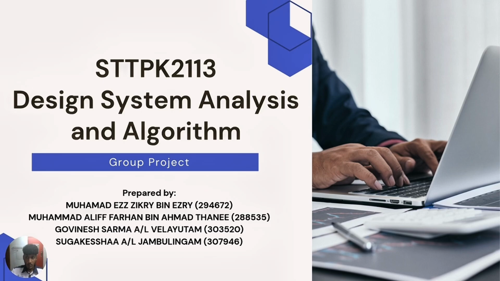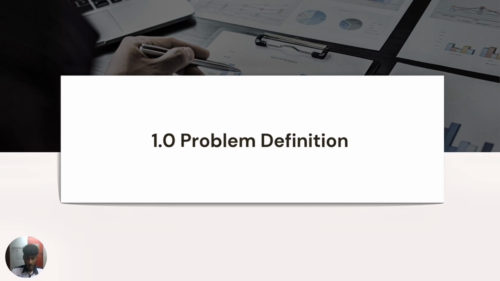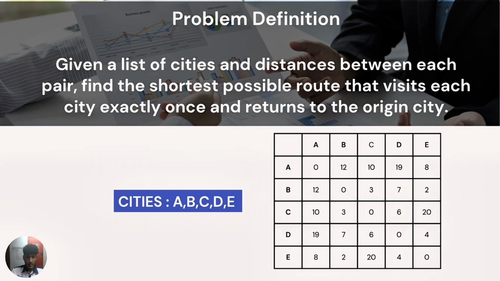So today our group will be presenting a well-known problem in the field of computer science and operations research, which is the traveling salesman problem, also known as TSP. So we move on to the problem definition given by the TSP. Given a list of cities and the distance between each pair, find the shortest possible route that visits each city exactly once and returns to the origin city.